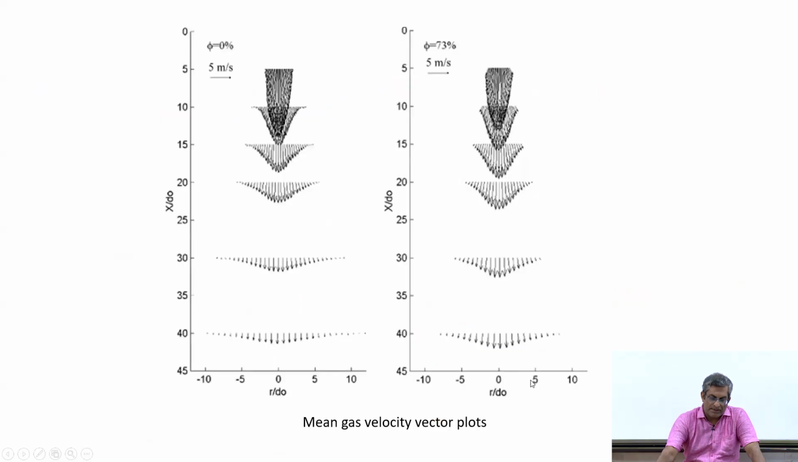Okay. And they have done the later analysis. Later they have measured, as I will show, the correlation between the particle and the fluid velocity fluctuations, and that was done away from the injector exit. So, this slide shows the mean gas velocity vector plots for the case when they do not have particles and when they have particles. They have also done experiments without introducing the spray. This is only air jet.